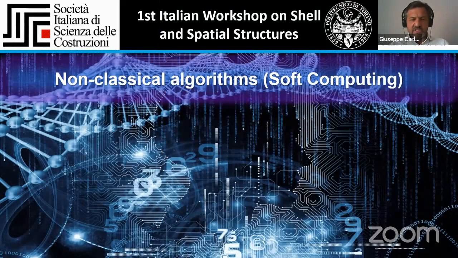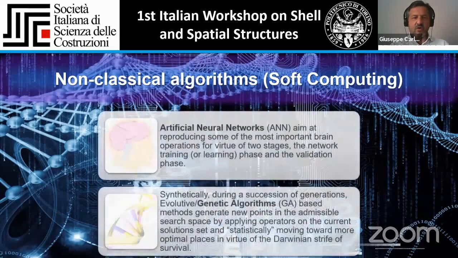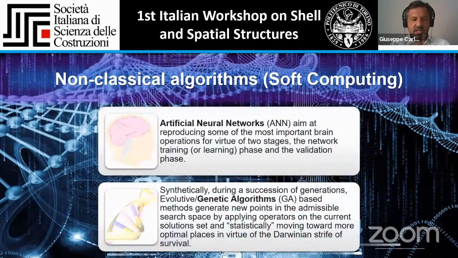But well, in the beginning of the 70s, a new class of algorithms was developed. Typically, they are called soft computing. That may be a quite rude definition of this branch. But finally, all the new applications in artificial intelligence are mainly based on neural networks or the evolutive or genetic algorithms.